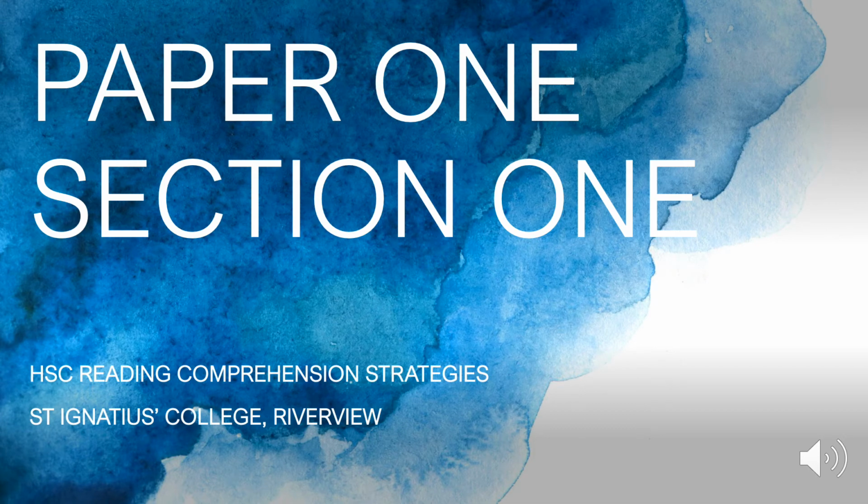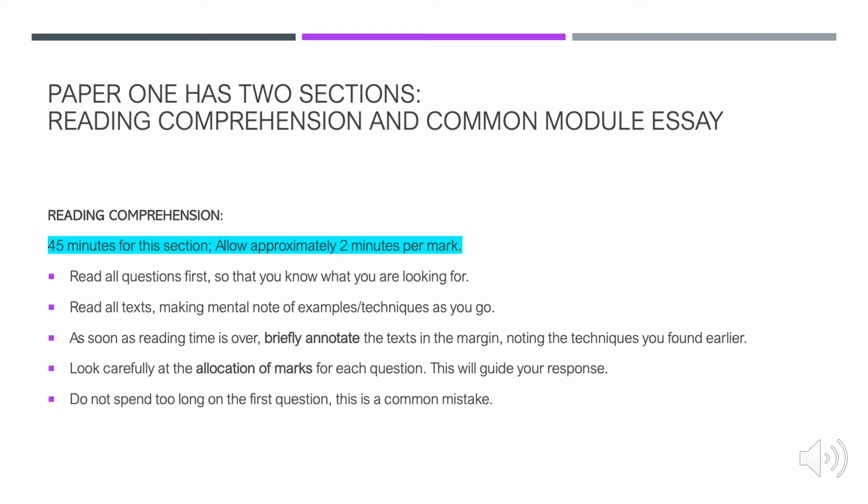This is a video to help students prepare for HSC English Paper 1, Section 1. So we're going to have a look at some reading comprehension strategies to help you with this paper. Paper 1 has two sections, the reading comprehension as the first section and then the common module essay.